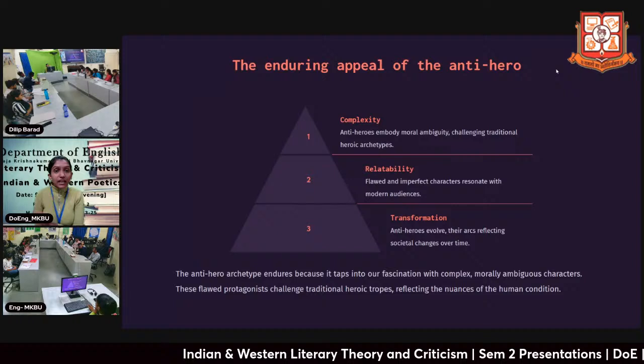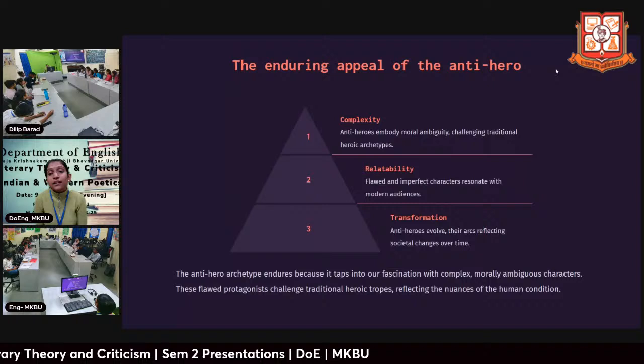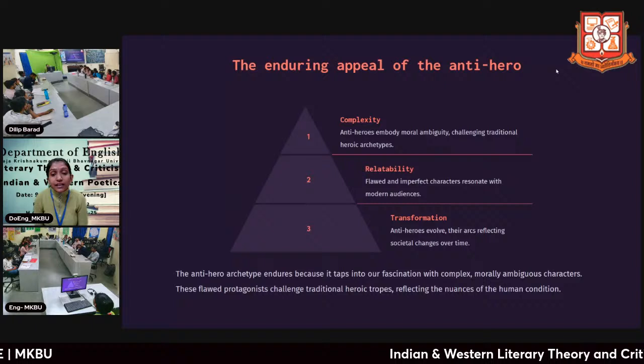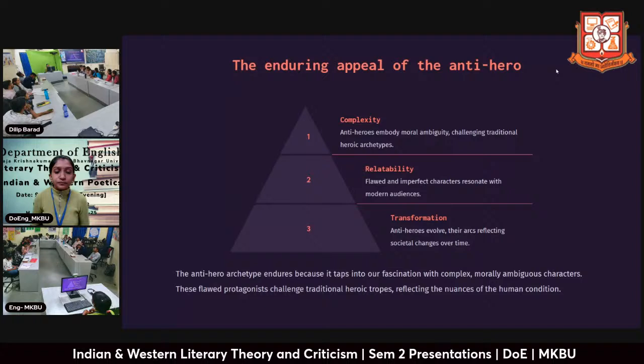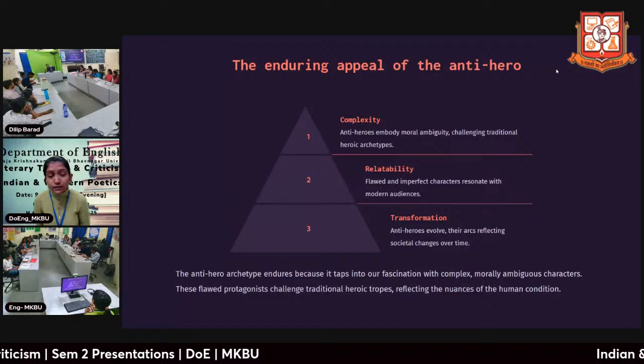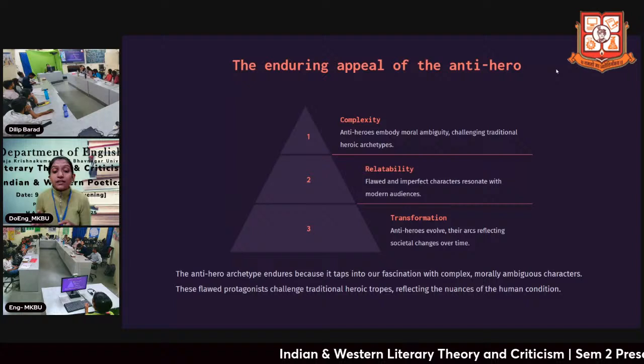Yes. Enduring appeal of the anti-hero: complexity, the anti-hero embodying moral ambiguity, challenging traditional hero archetypes, relatability, and transformation. The anti-hero archetype endures because it taps into our fascination with complex morality and ambiguous characters. This flawed protagonist challenges traditional heroic tropes, reflecting the noises of the human condition.